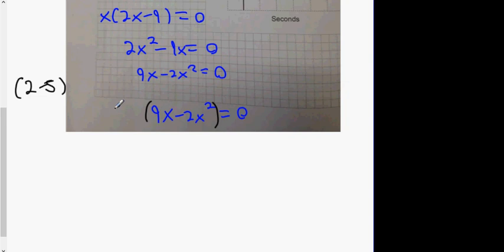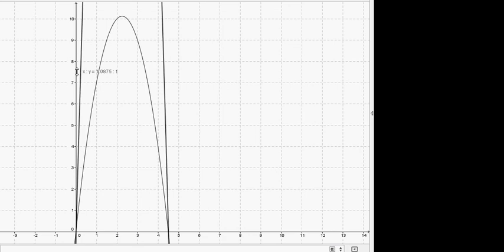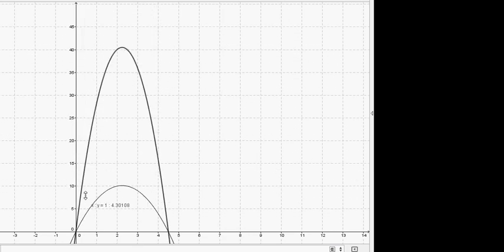4. What happens if I multiply this by 4? I get 36x minus 8x squared. Are you happy with that? Now, if I solve this equation, I'll get x equals 0 and x equals 4.5. If you don't believe me, I'll draw it out for you. Okay? So I'm going to do y equals 36x minus 8x squared. And you can see that it's going through exactly the same points on the axis, isn't it? But it's just much taller. Do you see that? It's much taller.